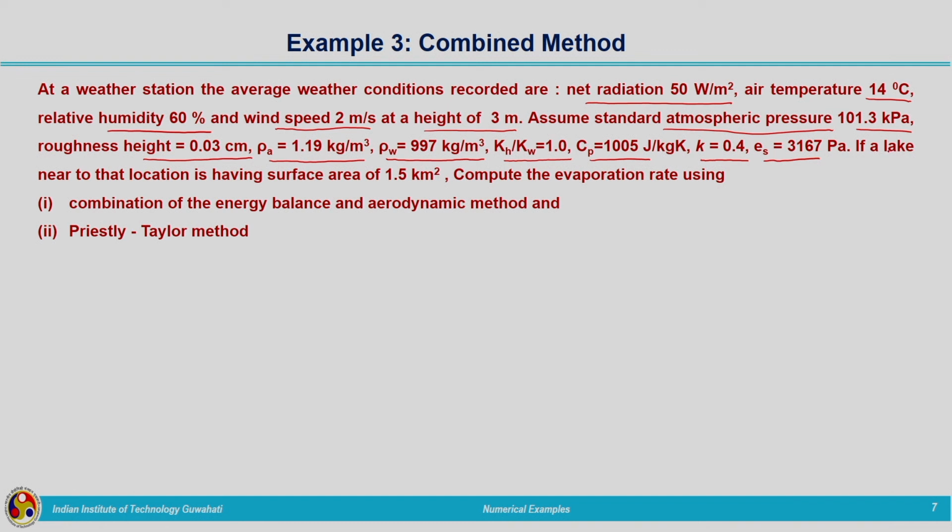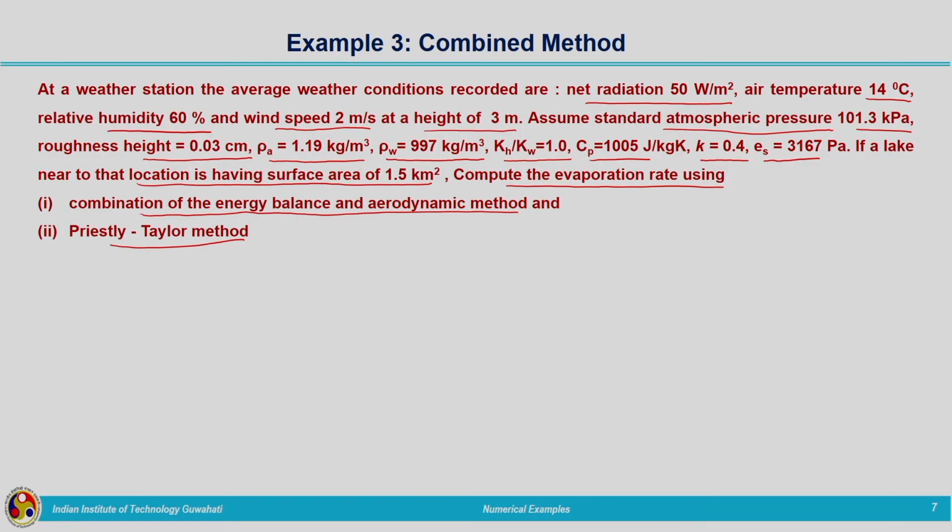saturation vapor pressure ES is 3167 Pascal. If a lake near that location has a surface area of 1.5 kilometer square, compute the evaporation rate using the combination of energy balance and aerodynamic method and the Priestley-Taylor method. We need to make use of two combination methods. One is the combination of energy balance method and the aerodynamic method. Second one is the Priestley-Taylor method.